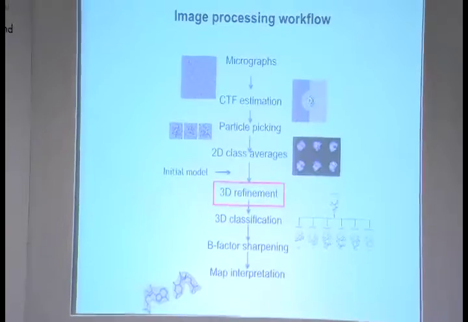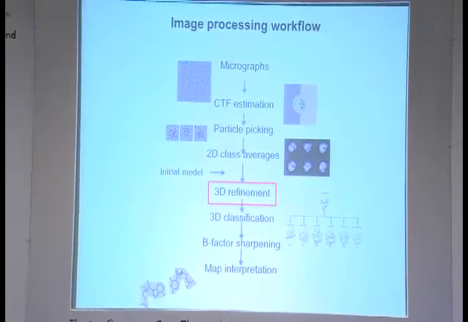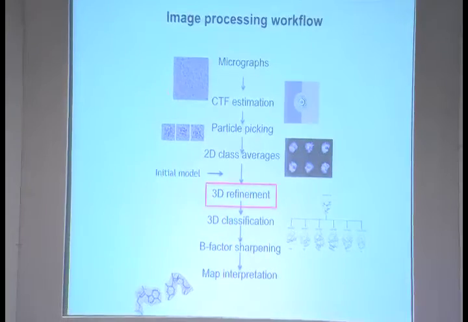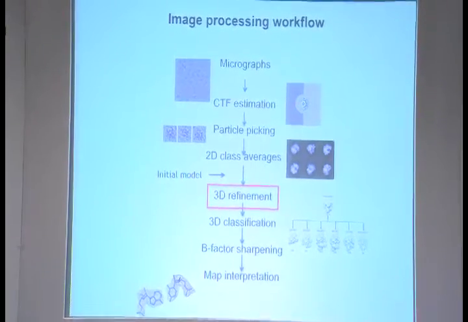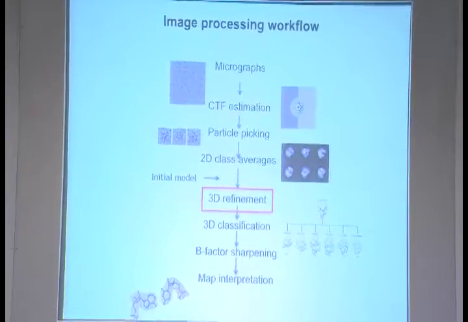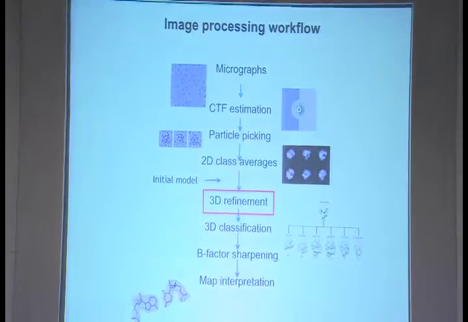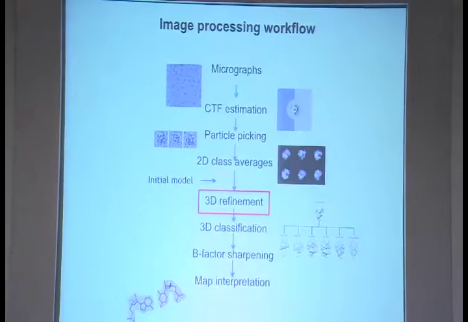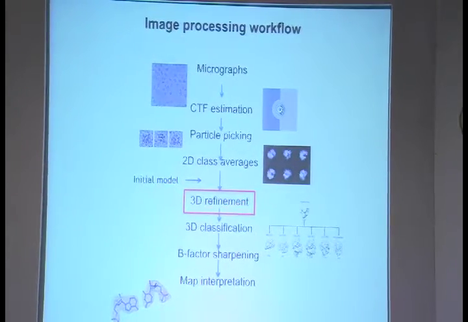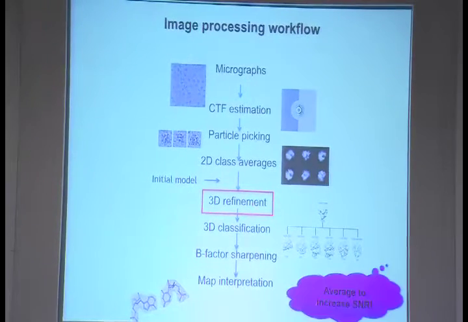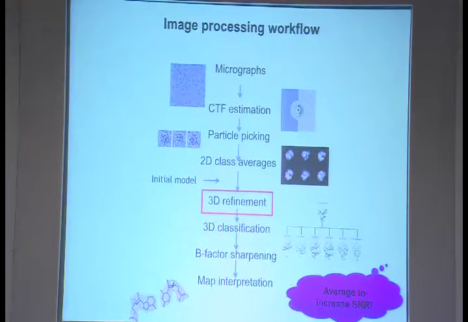Anyway, so you have been going through this step by step in the past 5 days. So now you know how images are formed, what you need to do because of CTF, because of the Thon rings, how you estimate and how you correct, particle picking and class averages. So now we are here at this point where our goal is to increase the signal to noise in each particle image. That's what we generally call 3D refinement.